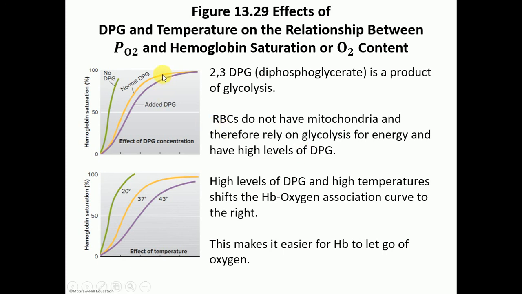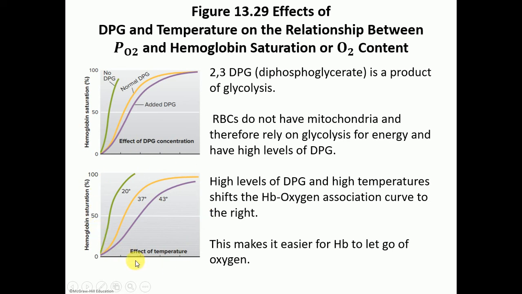So you see here that this is normal. This is a red blood cell without any DPG. But if you add DPG to the equation, that curve shifts to the right, which translates into hemoglobin now going to let go of oxygen a lot easier. Okay, no DPG at all, here you see there's pretty much no dissociation.